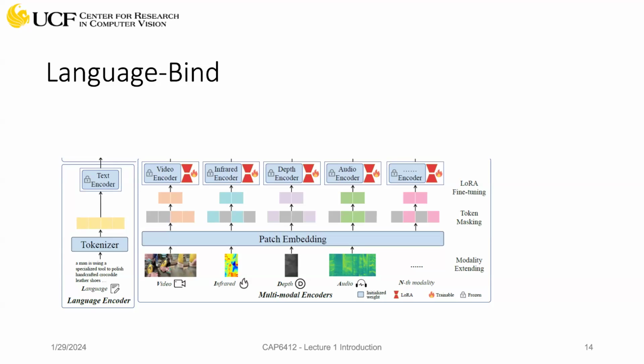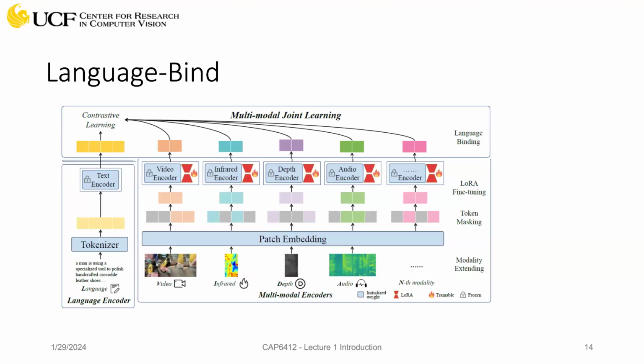And we are going to use what is called low rank adaptation fine tuning. I'm going to explain how we do that. After that, then we'll do the contrastive learning. So we'll contrast language with video. Another thing we'll do, contrast language with infrared, language with depth, language with audio, and so on. And that's it. That's the way we're going to train.